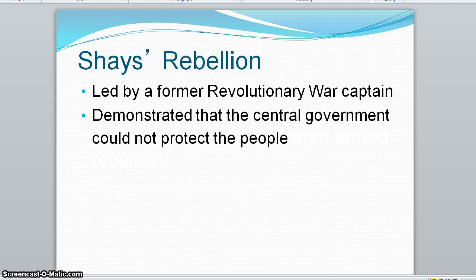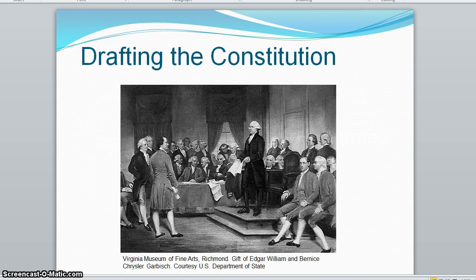One of the key occurrences was Shays' Rebellion. It was an uprising by a band of armed farmers, and that convinced political leaders that the central government under the Articles was incapable of maintaining order or providing for the public welfare. And the solution as a result of Shays' Rebellion appeared to be a stronger central government.